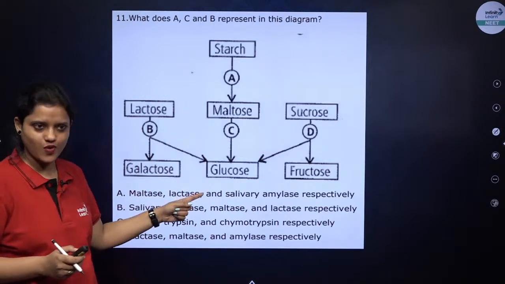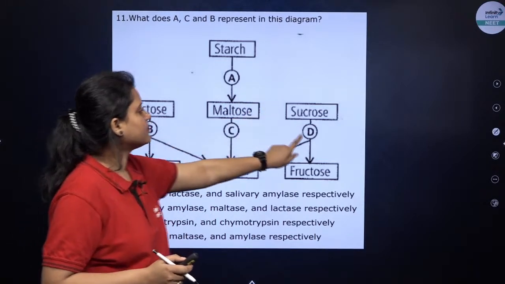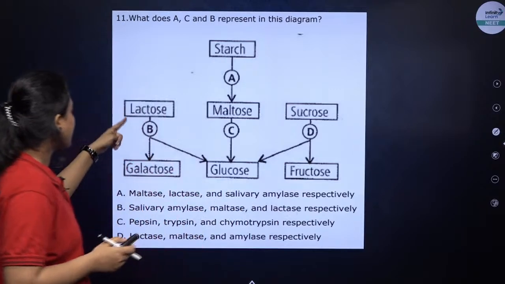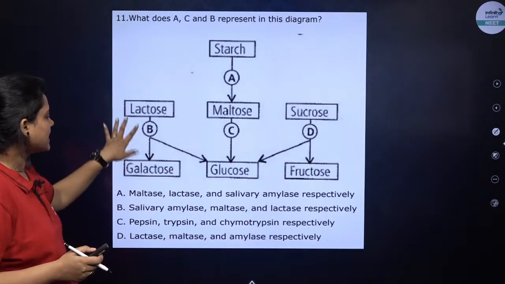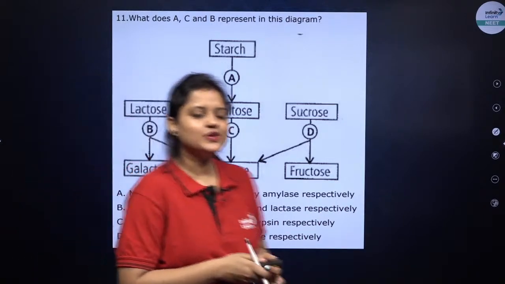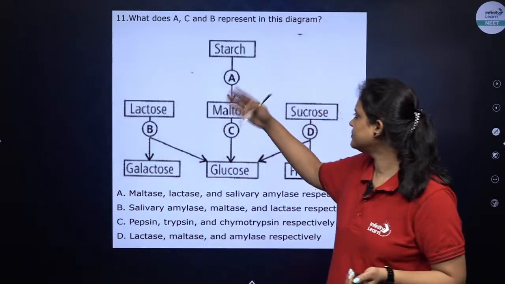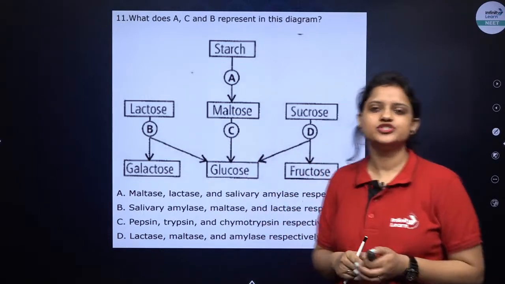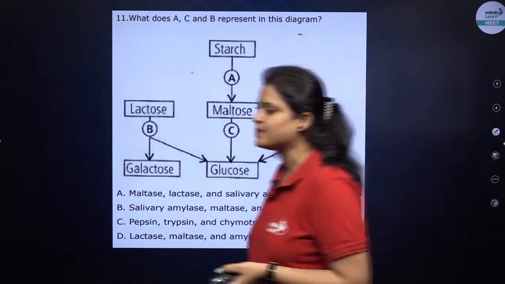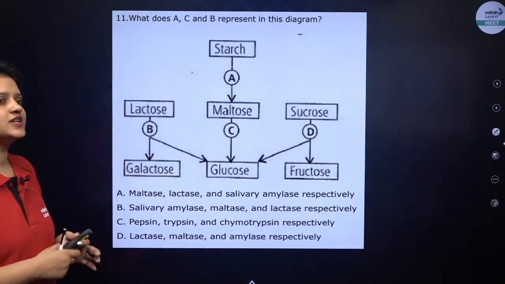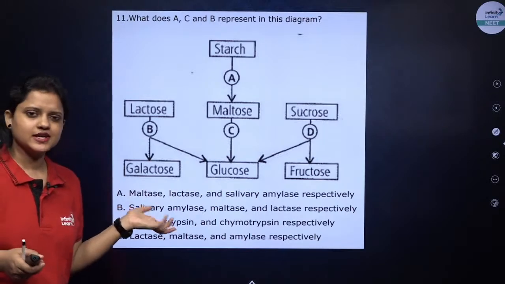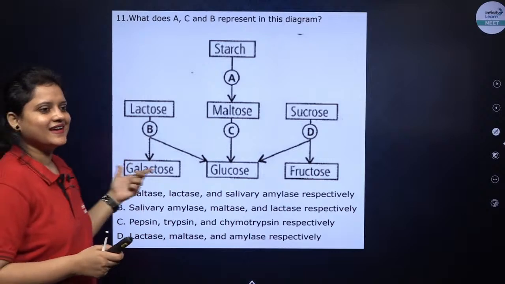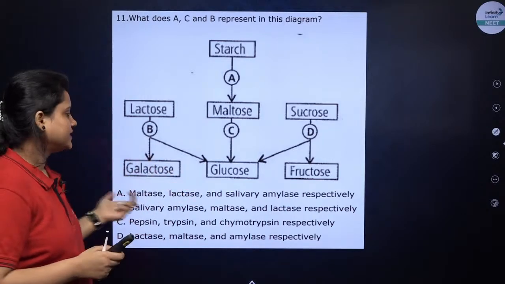And it will form glucose. Sucrose will be acted upon by an enzyme D that will form fructose, and lactose will be acted upon by some enzyme B that will form galactose. Can you tell me what will be the correct option? What will be A, B, C and D here? Yes, Shiv Kanya, W, Pujita, can anybody tell me what will be the correct option here? This is a question from biomolecules, or from digestion and absorption, and this is a very important question. Figure it out and tell me what will be the correct option here.